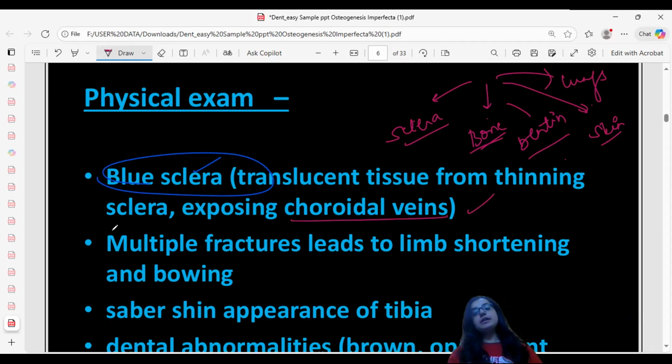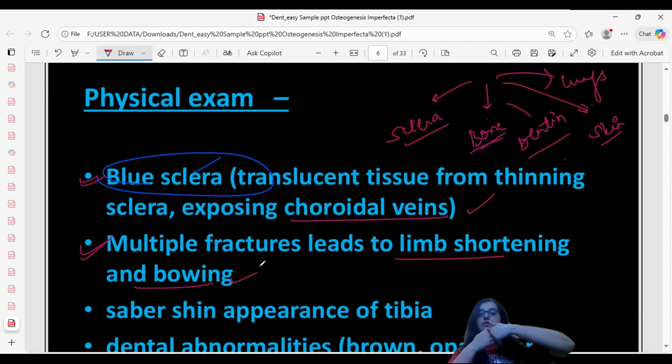Second thing is multiple fractures that lead to limb shortening and bowing. Because there is multiple fracture healing, that distorts the shape of the patient suffering from the disease. Then there is saber shin appearance of the tibia.